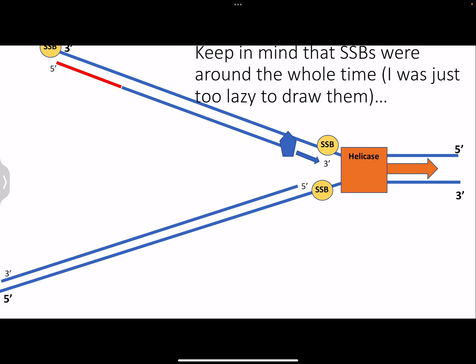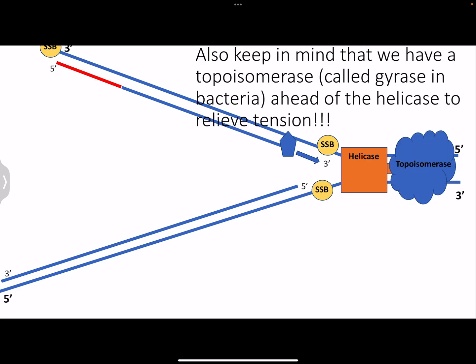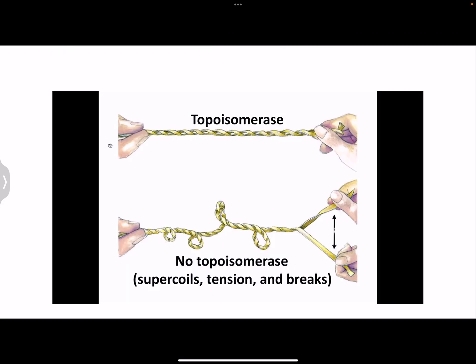SSBs were here the whole time. I was just too lazy to draw everything. So they're just always there trying to prevent reannealing. Ahead of the helicase, we have topoisomerase, or called gyrase in bacteria. It relieves tension. What tension?